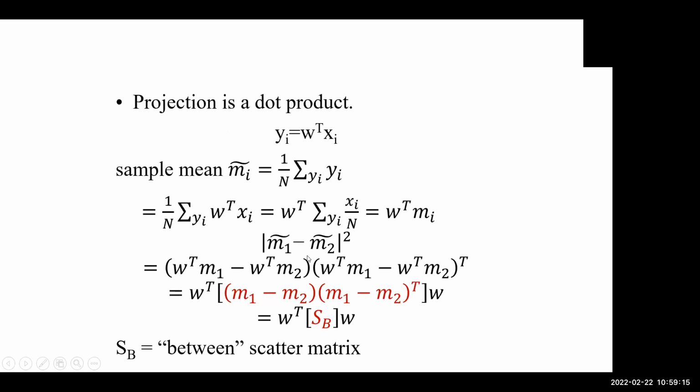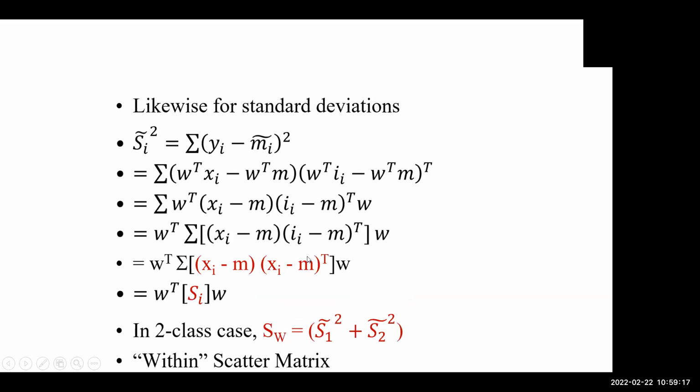So here's how we deal with the numerator. Likewise for standard deviations. After projection, y minus the mean squared added up across all your data points and divided by n, but why did I leave divided by n out?